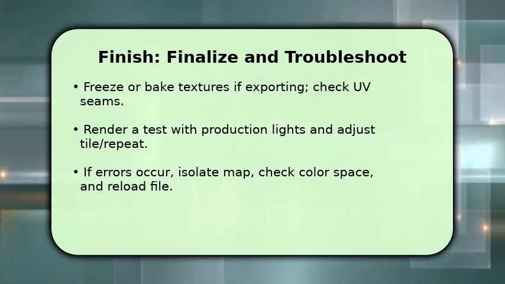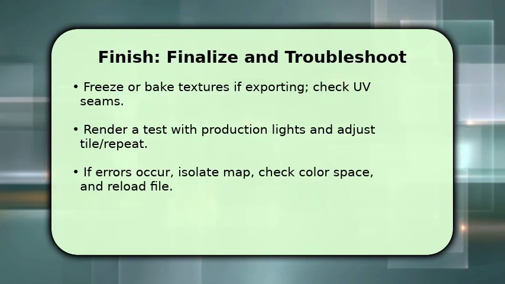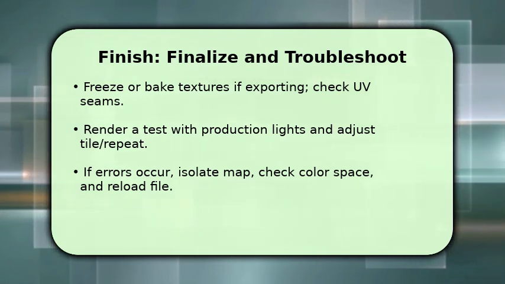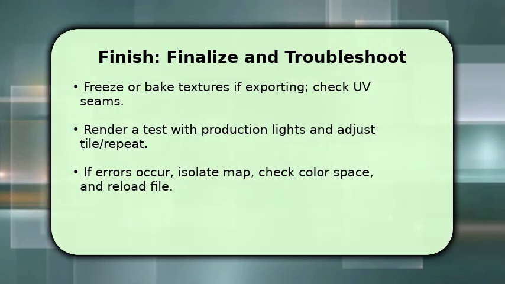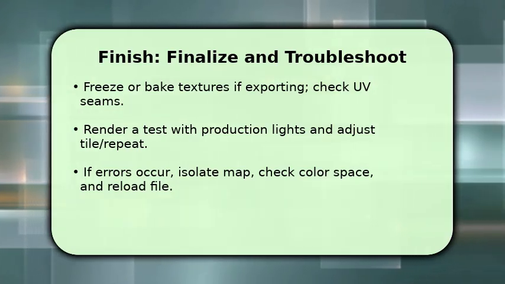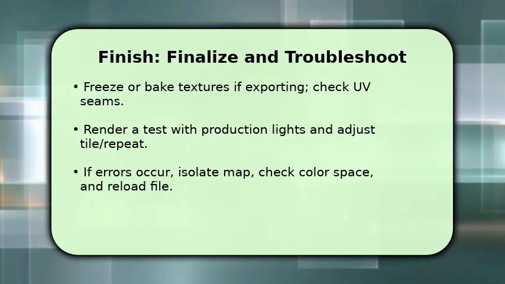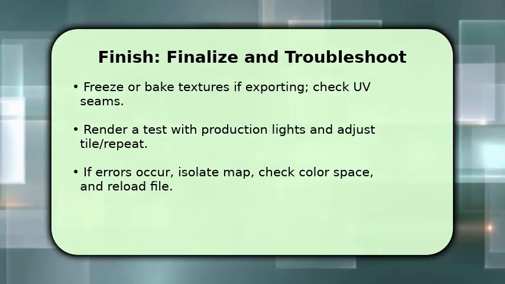To finish, render a test using your production lights to confirm the texture reads correctly and seams are hidden. If you plan to export, bake textures to a single map. Make sure tiling and rotation are correct in the Place 2D texture node.